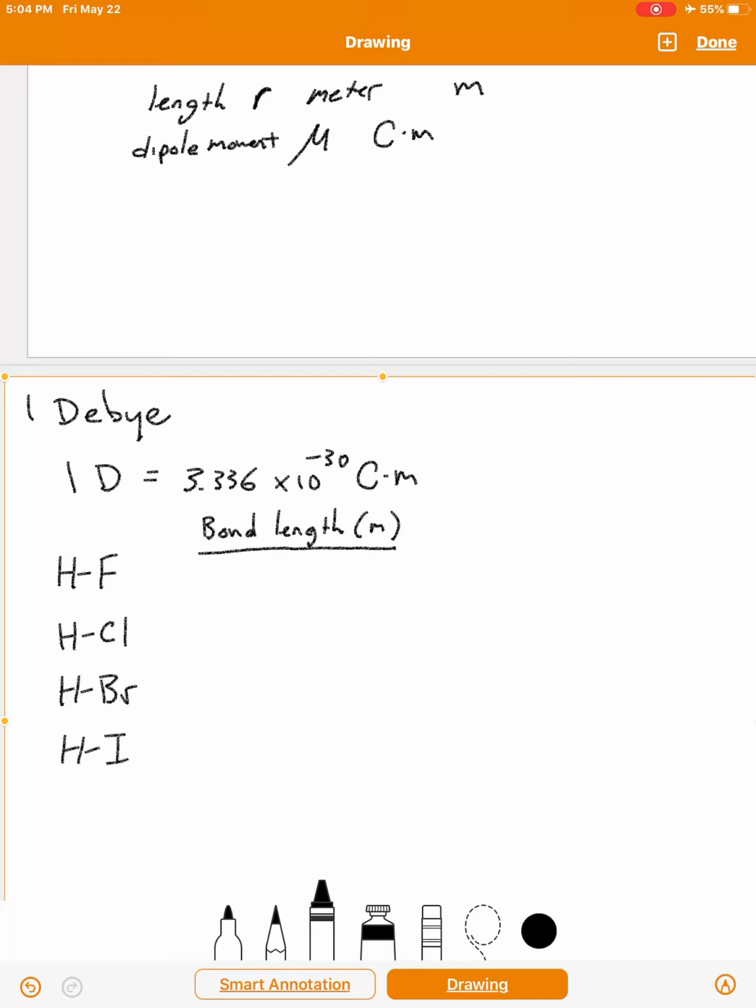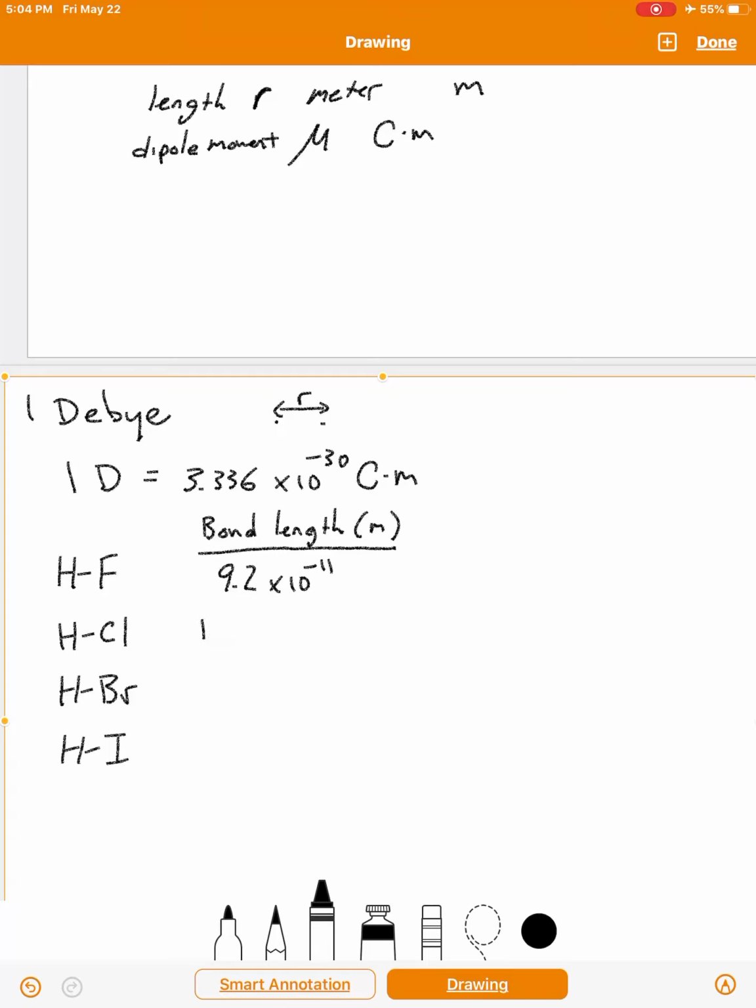So let's do the HF first. This would be 9.2 times 10 to the minus 11 meters. That's how far apart the nuclei of the two atoms are in that particular molecule, in that particular bond. So the distance between the nucleus of hydrogen and the nucleus of fluorine is 9.2 times 10 to the minus 11 meters.